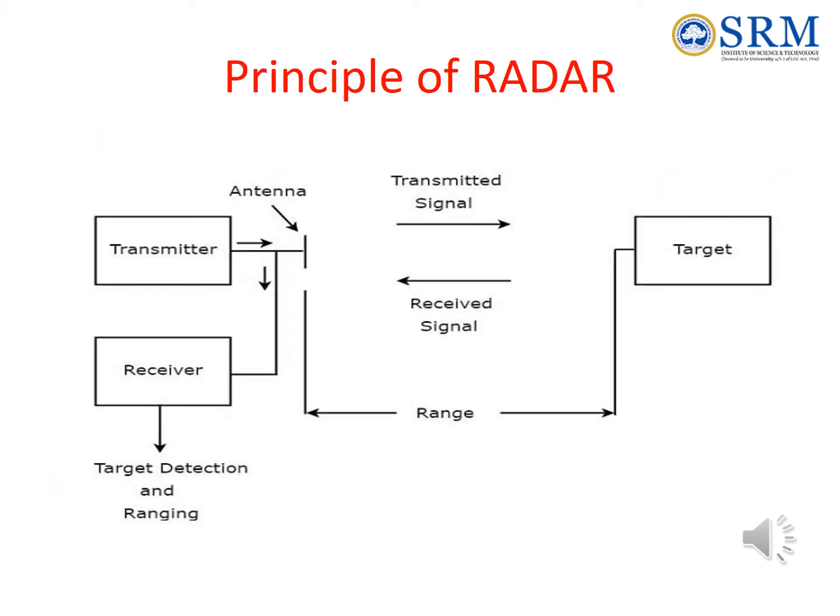This is the basic principle of the radar system. Radar is used for detecting objects and finding their location. In this figure, it consists of a transmitter and a receiver. It uses the same antenna for both transmitting and receiving signals. The function of the transmitter is to transmit the radar signal in the direction of the target. The target reflects this signal in various directions. The signal which is reflected back towards the antenna gets received by the receiver.